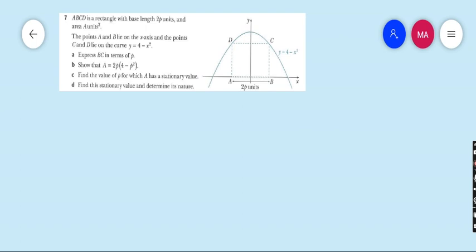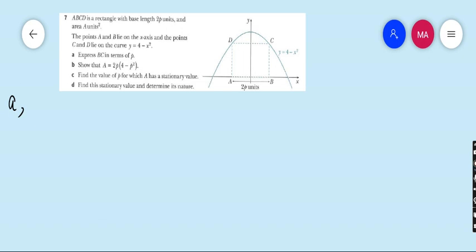ABCD is a rectangle with base 2p units and area a units square. The points A and B lie on the x-axis, and the points C and D lie on the curve which has equation y is equal to 4 minus x square. Part A. Express BC in terms of p. Very easy.